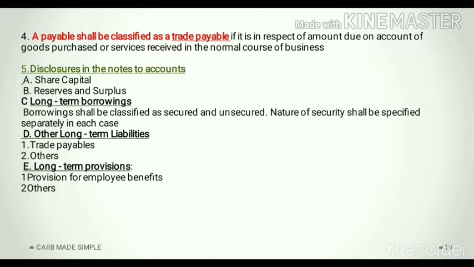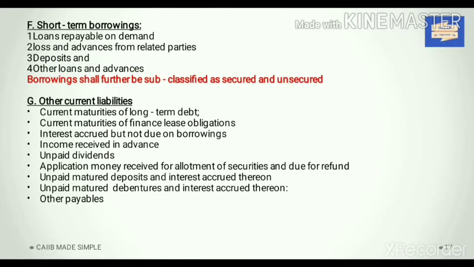The company has to disclose share capital, reserves and surplus, and long-term borrowings. The borrowings shall be classified as secured and unsecured. Other long-term liabilities like trade payables, long-term provisions like provisions for employee benefits, short-term borrowings like loans repayable on demand, loans and advances from related parties like friends and relatives, deposits and other loans and advances. Borrowings shall be further subclassified as secured and unsecured.